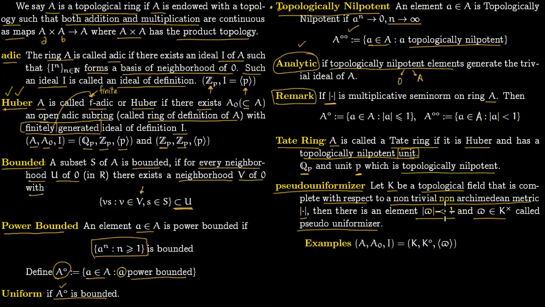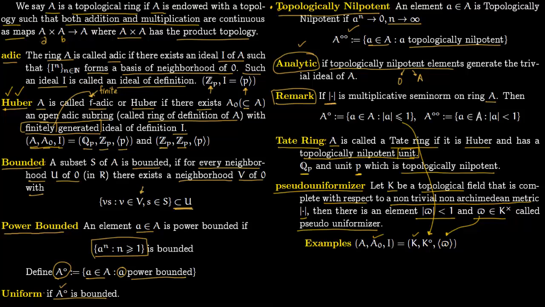Now let us come to some examples of these Huber rings. These three I have copied here. We have already given two examples. Furthermore, you take this K as a topological field, then this A0 is just this K circ, right here, and your ideal of definition is just the pseudo uniformizer.